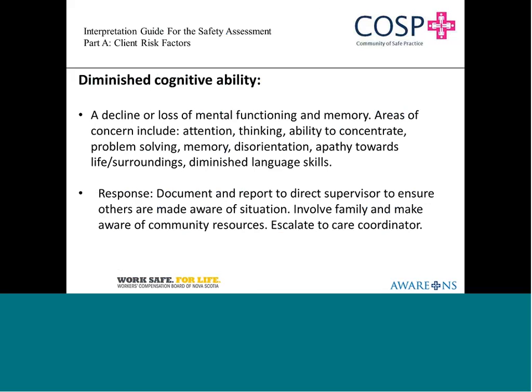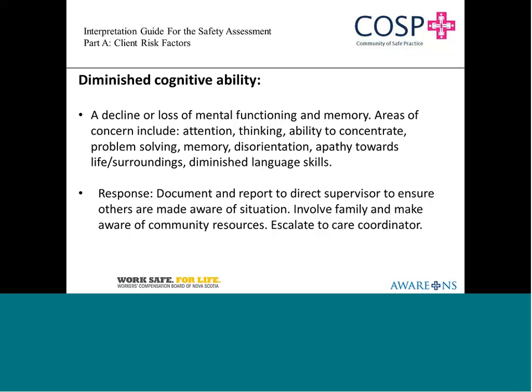One of the first ones is diminishing cognitive abilities. With an aging population, or if you have someone that's intellectually delayed or has brain injuries or other conditions, the cognitive ability of the person you're providing care to could be declining. Sometimes this can be affected by medication or other things. With this decline or loss of mental function and memory, areas to be concerned about include attention, thinking, ability to concentrate, problem solving, memory, disorientation, apathy towards life or surroundings, and diminishing language skills.